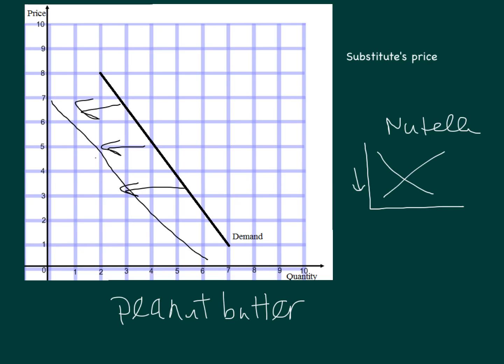So think about what that would mean if the substitute's price increases. If that means Nutella gets more expensive, I'm not going to buy as much Nutella. I'm going to need more peanut butter at every price, and you would see an increase in the demand.